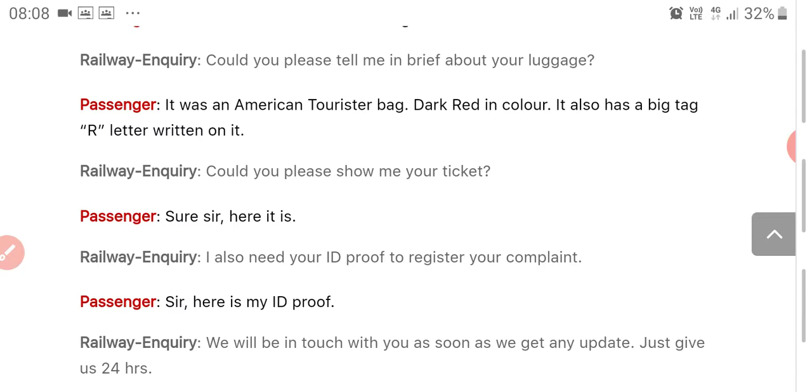It was an American Tourister bag, dark red in color. It also has a big tag with the letter R written on it.